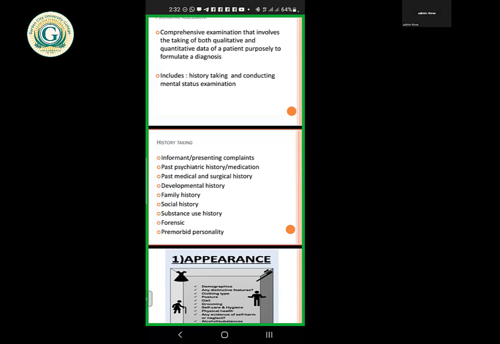So basically, it is just composed of history taking, conducting mental status examination, and then administration of standardized psychological instruments. And I give an example, like the PHQ-7 that you can use.